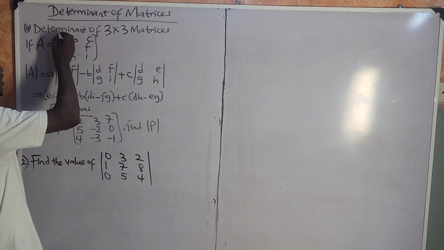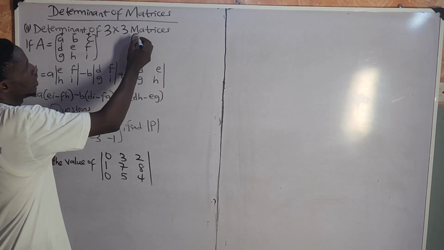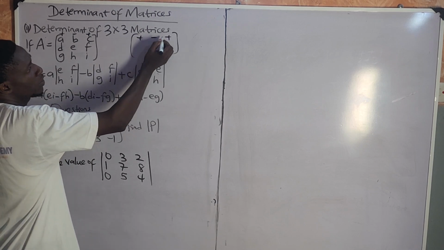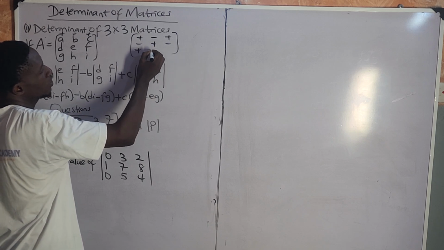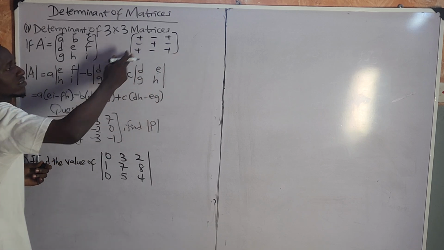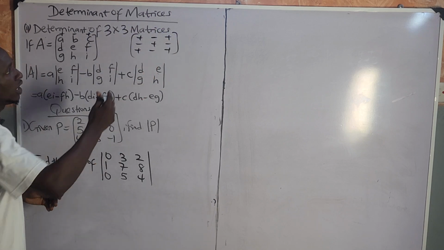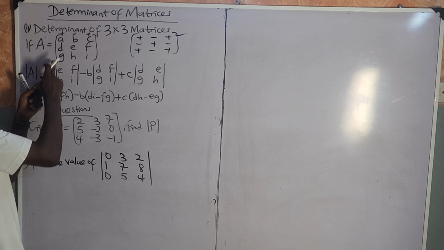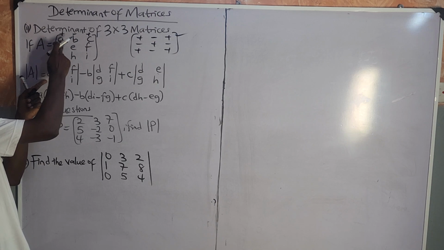So there's a sign here, plus, minus, plus. Let me explain. The signs are interchanging each other. So plus, minus, plus, minus, plus, minus, plus, minus, plus. So you can decide to go with any of these positions, but let's stick with the first one. The first one is plus. That's why there's plus here. There's no minus. So we'll pick the first element.